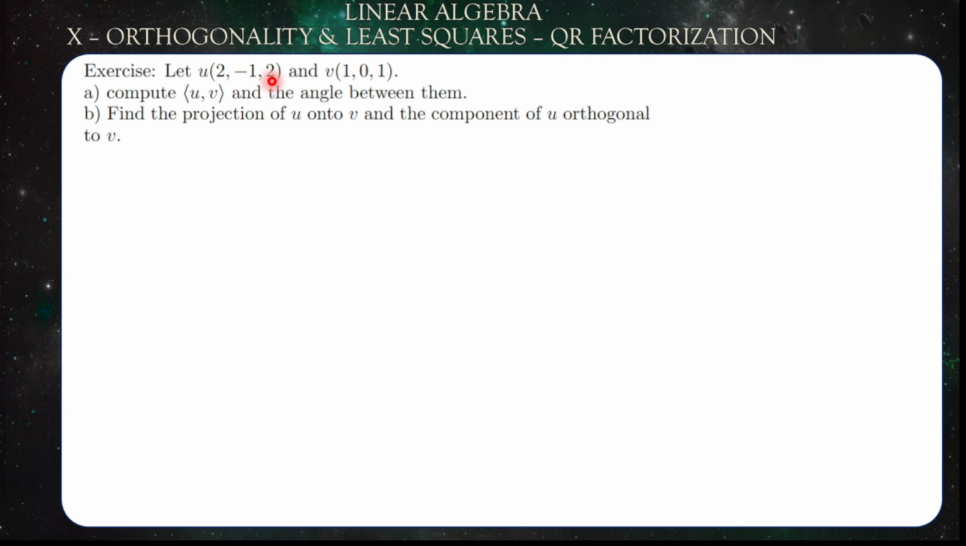Let u = (2, -1, 2) and v = (1, 0, 1) be two vectors. Let's compute, at first, the first question: compute u dot v, the dot product between both, and the angle between them. Second, find the projection of u onto v and the component of u that is orthogonal to v.